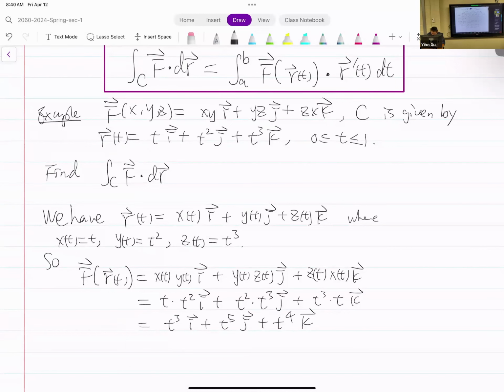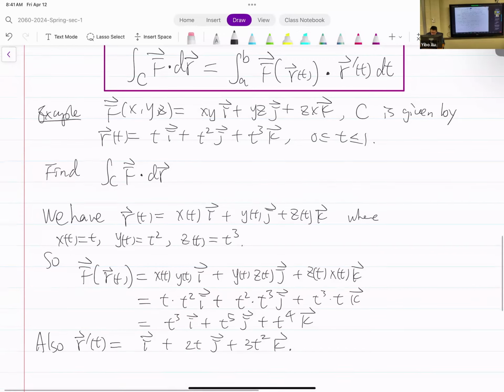And then we calculate r prime. Also, r prime of t equals, now every component is a polynomial function in terms of t, so that's simple. t gives you 1 as the derivative, t squared gives you 2t as the derivative, and t cubed gives you 3t squared. And then we do the dot.